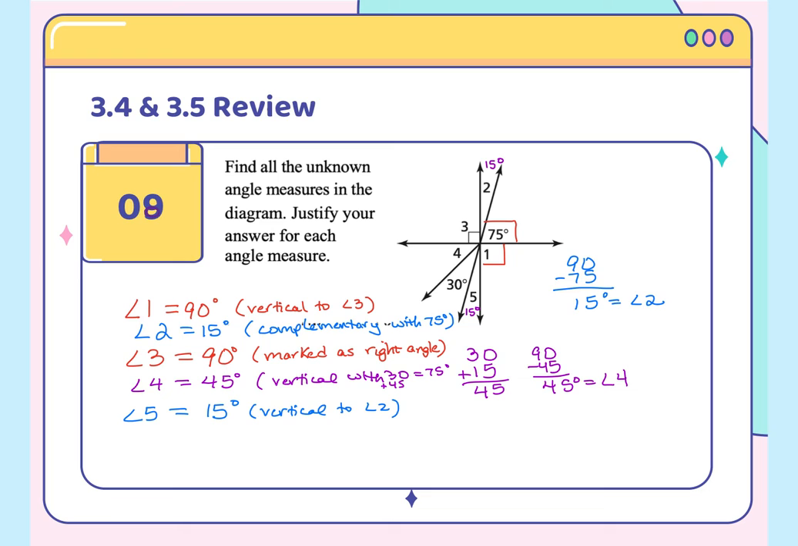Okay, so find all the unknown angle measures in the diagram. Justify your answer for each angle measure. Angle 1 is 90 degrees. It's vertical to angle 3. Angle 2 is 15. It's complementary with the 75. That's one of the ways you could have done it. Angle 3 is 90. It's actually marked as 90 degrees. Angle 4 is 45. It's vertical with the 30 and the 75. And then angle 5 is 15. It's the vertical angle to angle 2. So the reasons don't have to be exactly like that, but the values.